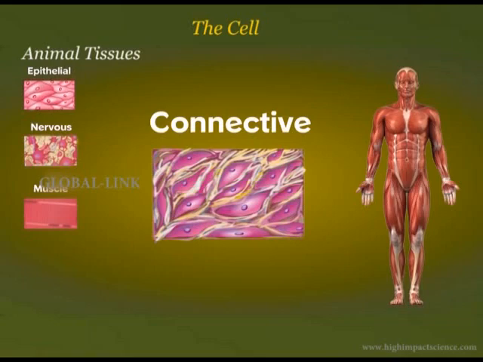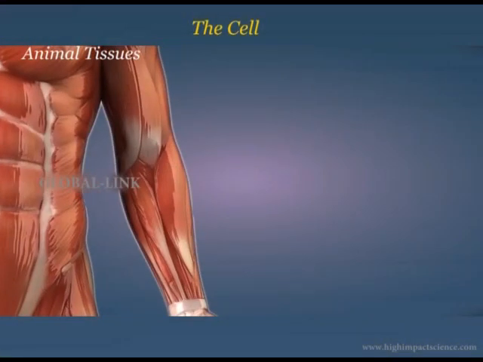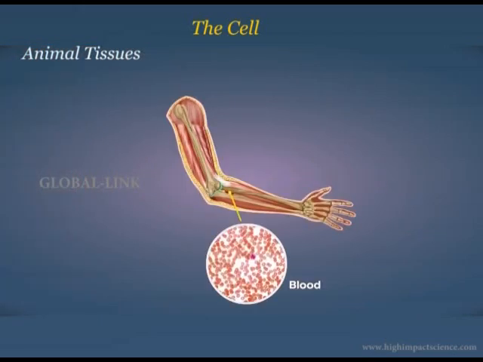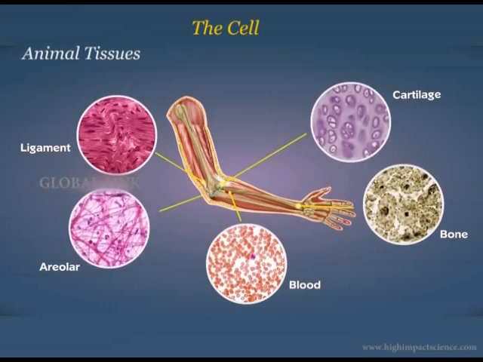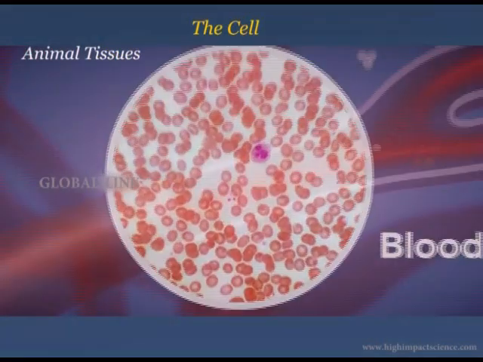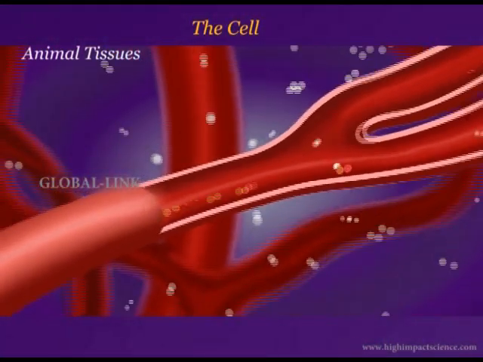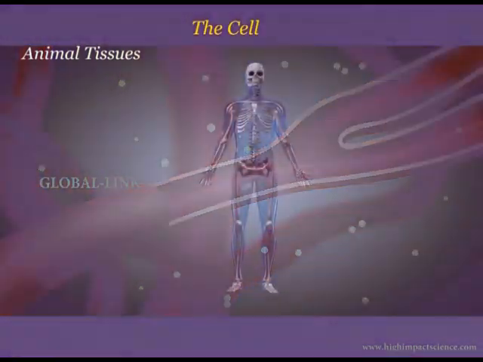Finally is the connective tissue. This binds and supports body parts and transports materials. Connective tissues are subdivided into blood, bone, ligament, cartilage, areolar, and adipose tissue. The blood contains red blood cells, white blood cells, and platelets that transport gases and other materials to different parts of the body. Blood is a fluid matrix.